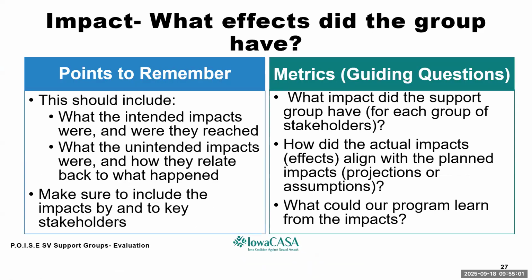Then we have our impacts. So, what effect did the group actually have? Now, when we're talking about impact, and someone said that before, right? We shouldn't just focus on what our intention was and what we thought was going to happen. We want to think about what actually occurred, what was our intention, and how did those things differ. We also want to focus on the intended impacts, right? So these are things that we wanted to happen or what we assumed would happen. And we also want to focus on the unintended impacts as well and how they relate to the events that occurred during our support group process.